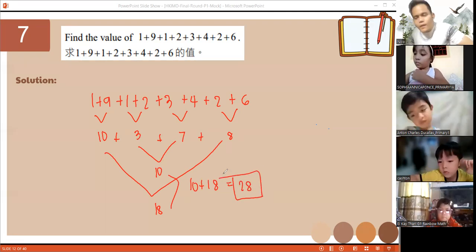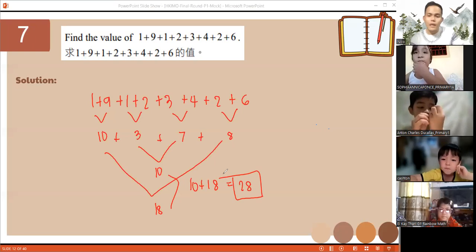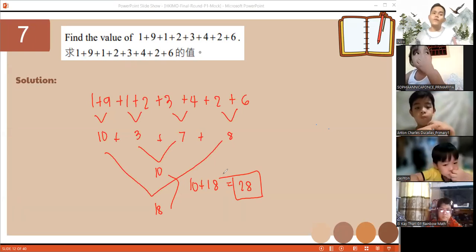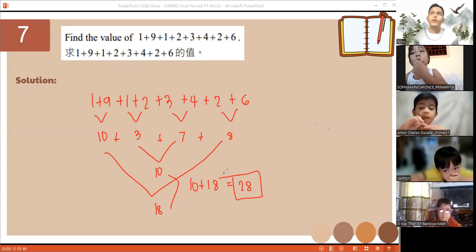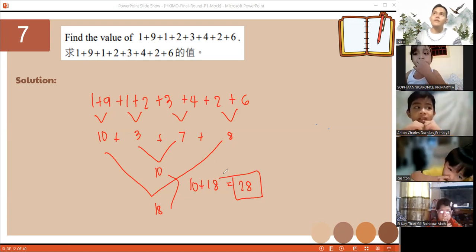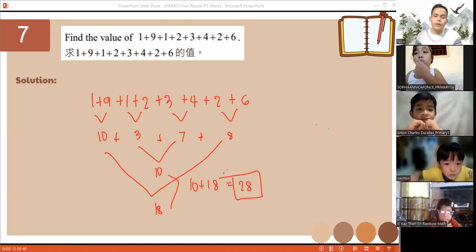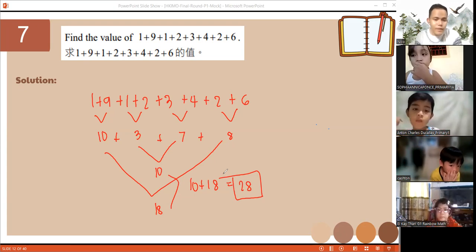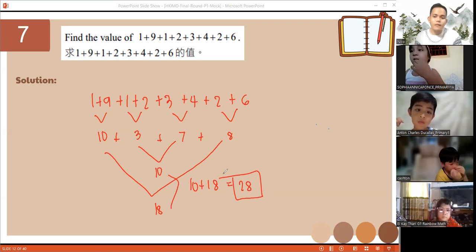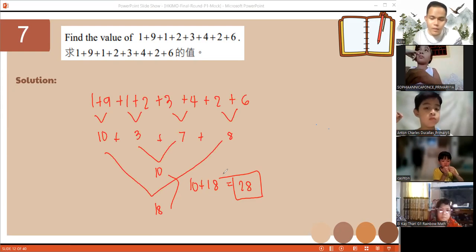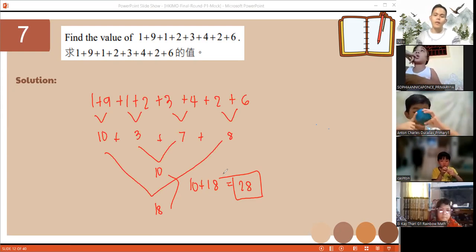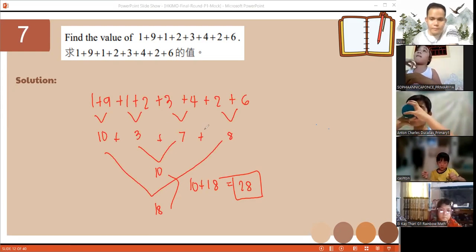Okay? So aside from solving it, like in a way that you start from left to right, you can also solve it by regrouping. Okay? So what I did here is that I added 3 and 7 first, and then 10 and 8. Because 3 and 7 is 10, right? Very easy. And then 10 plus 8, 18. So we have 10 plus 18, 28. Right?